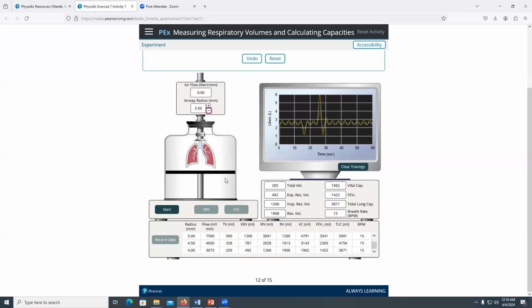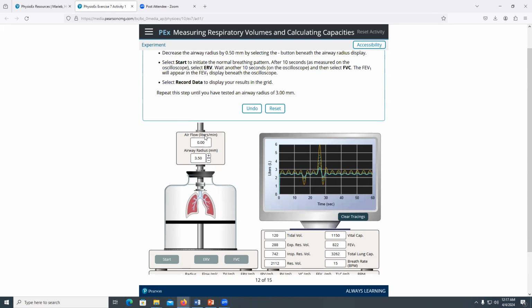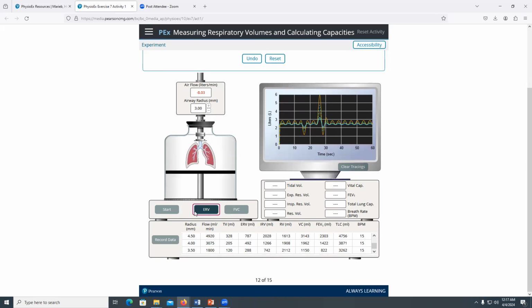Now let's do 3.5. Start. When we hit 10, ERV. When we hit another 10, FVC. And then we're going to record the data. Record data. Now let's do 3. Start. Then ERV. Then FVC. Then record the data. This is an amazing table. It shows us the effects.